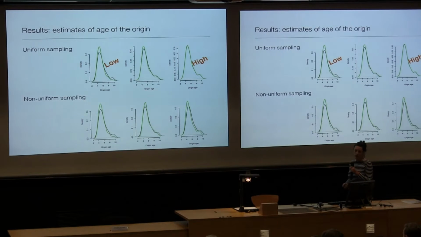And so also looking at the ability of the model to recover the true age, here we're focusing on the age of the origin of the tree. The green line shows the estimate, and the black line shows the true distribution of origin times in our set of simulations. And you can see at low sampling, there's more of a mismatch between the estimates and the inferred ages than at high sampling. And we also see the mismatch persist when we have non-uniform fossil sampling.